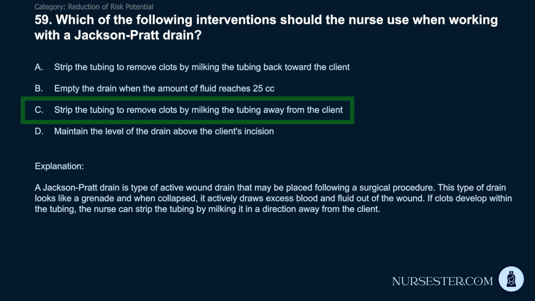A Jackson-Pratt drain is a type of active wound drain that may be placed following a surgical procedure. This type of drain looks like a grenade, and when collapsed, it actively draws excess blood and fluid out of the wound. If clots develop within the tubing, the nurse can strip the tubing by milking it in a direction away from the client.